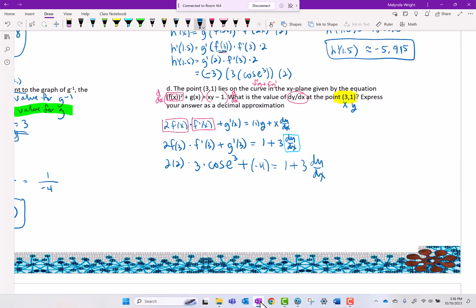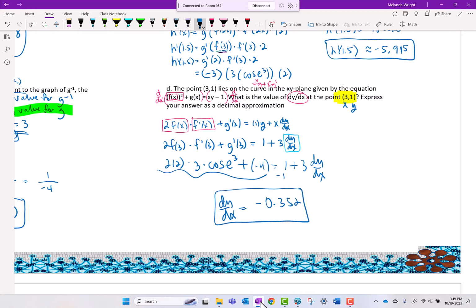I'm just going to say you would use your calculator to add these things together, subtract the 1, and then divide by 3, right? Algebra. It's all algebra. And then you would get dy dx equals negative 0.352.